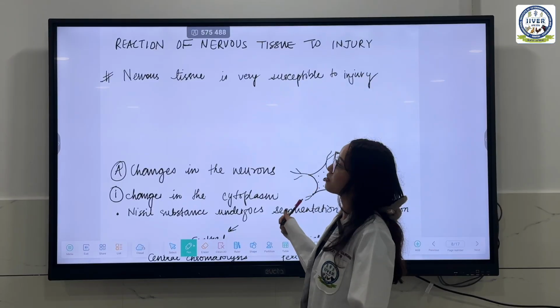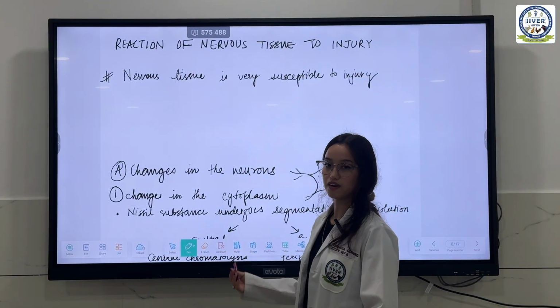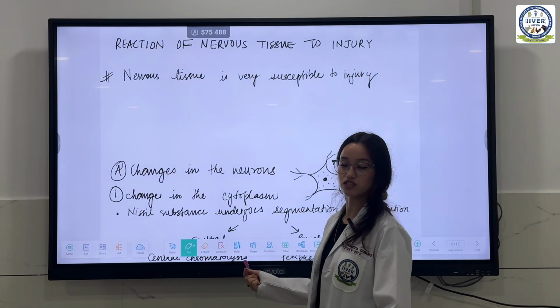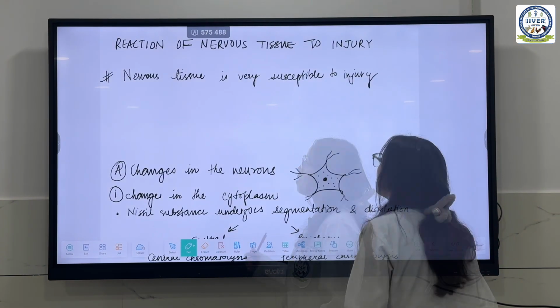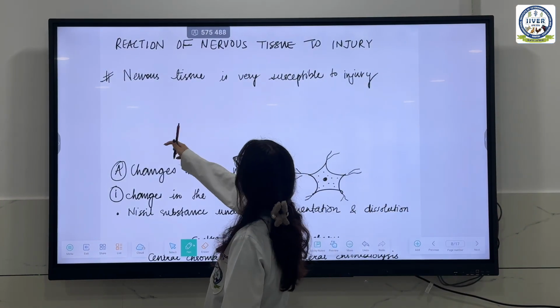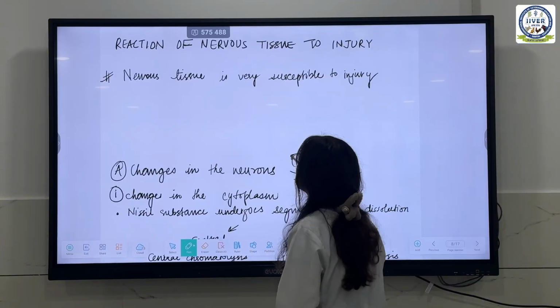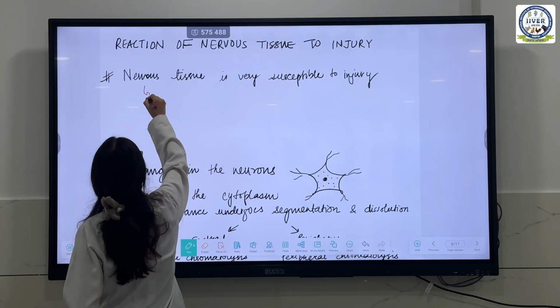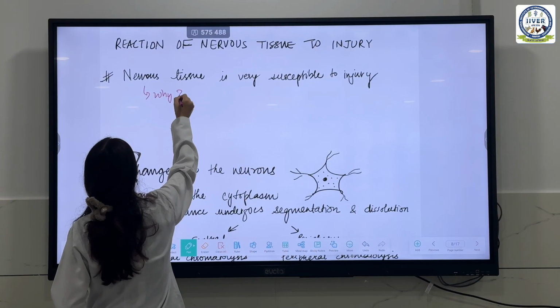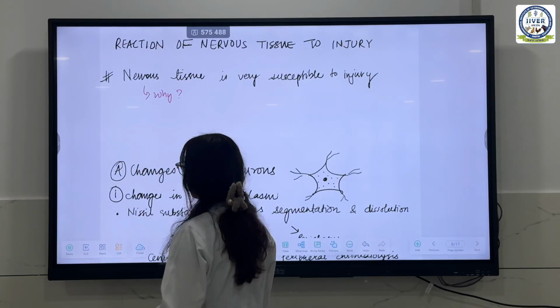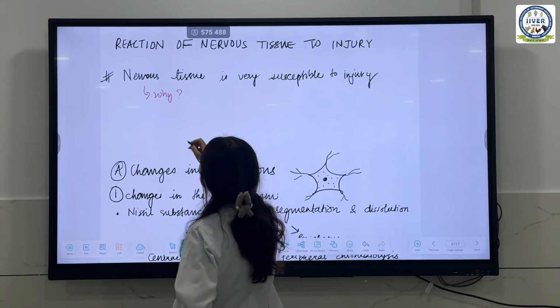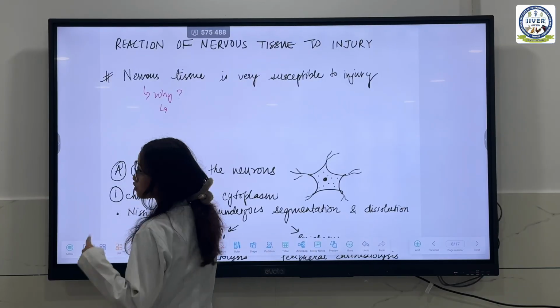So this main topic is divided into three subtopics. We have changes in the neurons, changes in the axons, and changes in the blood vessels. So first we'll talk about why nervous tissue is very susceptible to injury. So you may ask why is it very susceptible to injury, and it is very important. So the primary reasons are two.